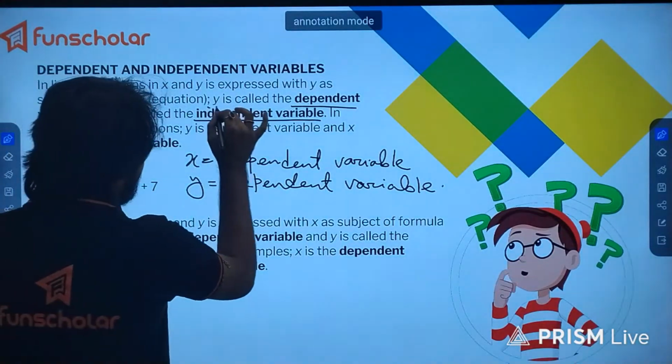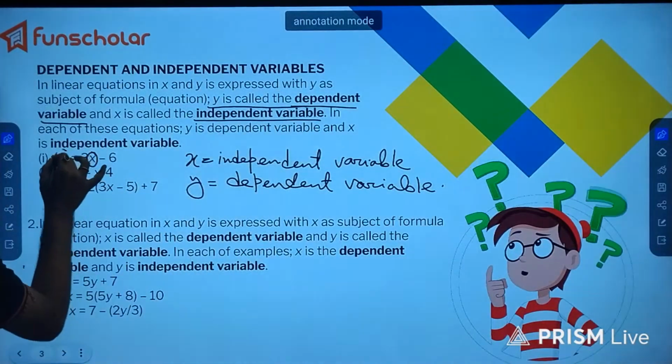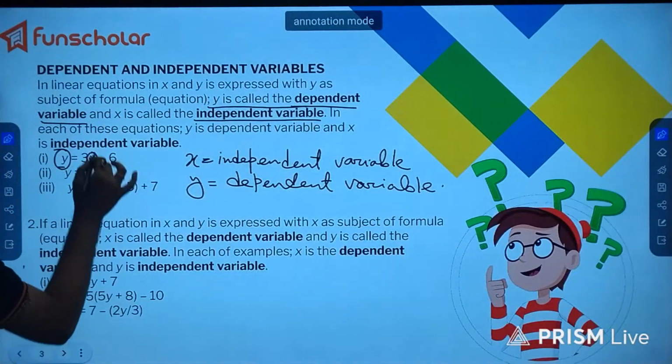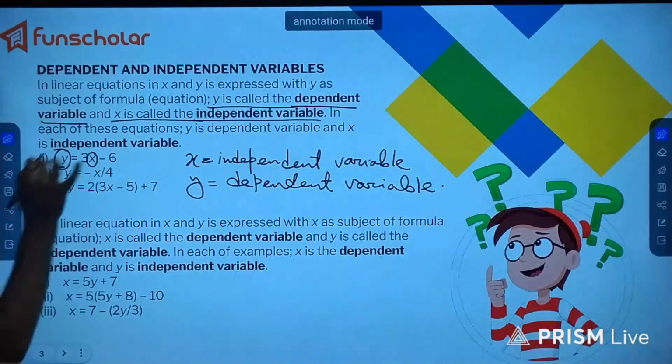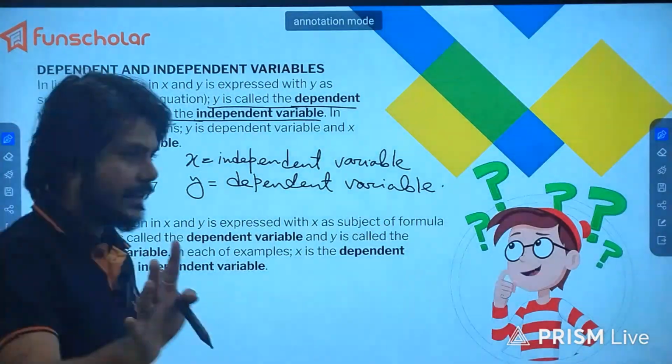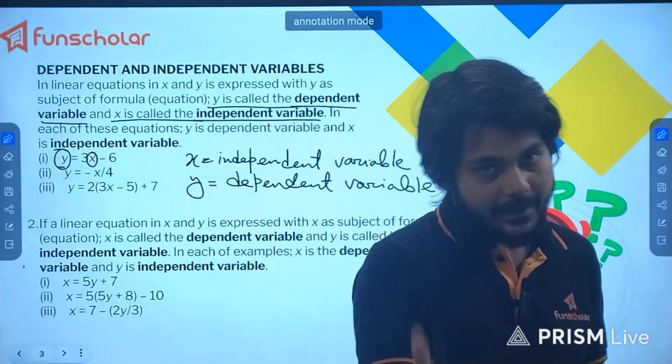Now I hope this is clear. Why are we calling y the dependent variable and x the independent variable? Is it okay with you? Is it very much clear?